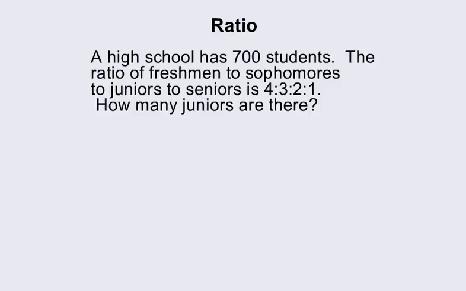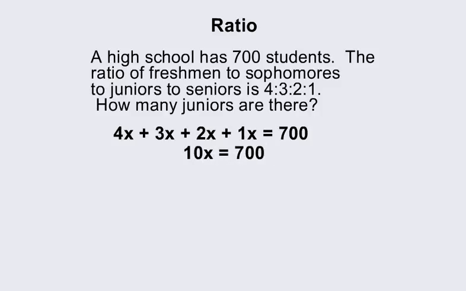Well, the key here is you've got to find the factor that expands or decreases the ratio to get to your total. So set up your ratio, 4 to 3 to 2 to 1, and we're going to multiply that ratio by a factor that inflates it to 700. We've got to find out what that factor is, so we solve. We find that 10x equals 700, so x equals 70. Now the trick here is, normally we think of the juniors as being 3s, but here the juniors are the 2s, so we multiply 2 times 70, and we find out there are 140 juniors.